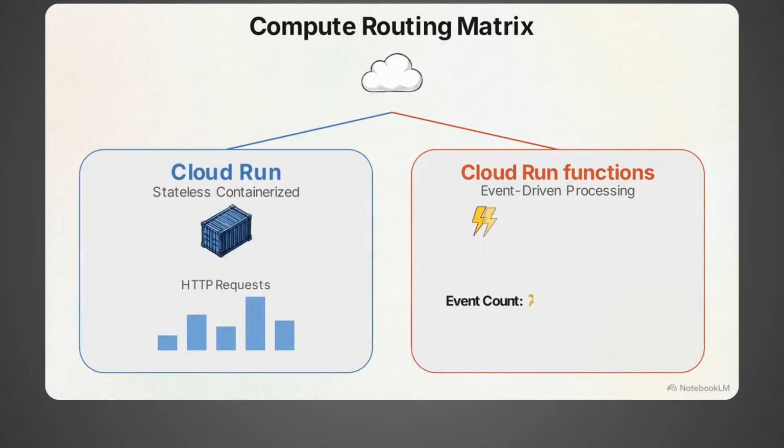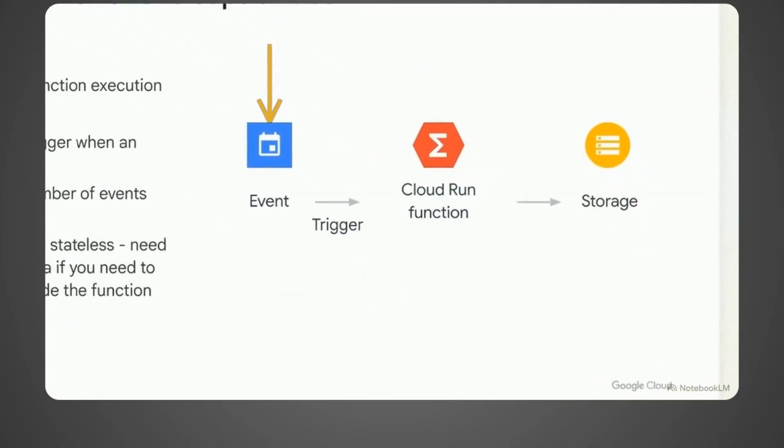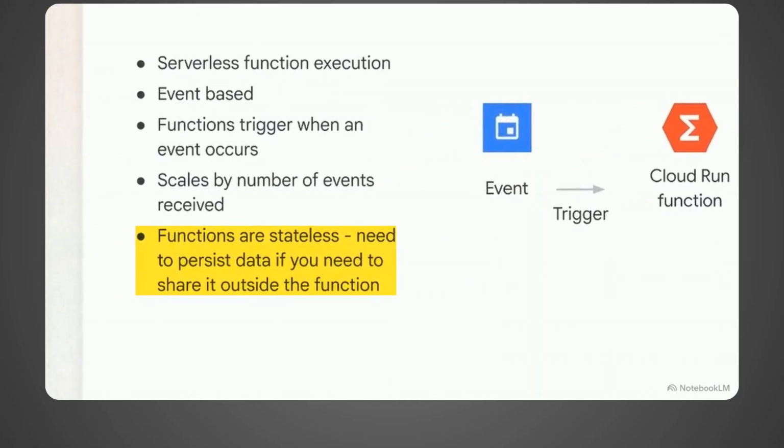Workloads that are purely event-based, scale strictly by event count, and execute rapidly require routing to Cloud Run functions rather than standard web containers. This details the exact sequence for Cloud Run functions. Notice the workflow diagram. A calendar event points to the function, then to a storage icon. The final bullet point specifies these functions are stateless, requiring data to be persisted to be shared outside. This architectural constraint is absolute.